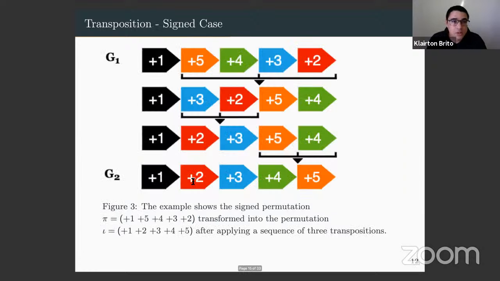So considering now the signed case, we have an example with a sequence of 3 consecutive transpositions in order to obtain the identity permutation. The first transposition is applied to 2 consecutive segments with 2 elements each, followed by 2 consecutive transpositions, just exchanging 2 consecutive elements. Note that the orientation of the elements is still the same, and none of the elements change their orientation.